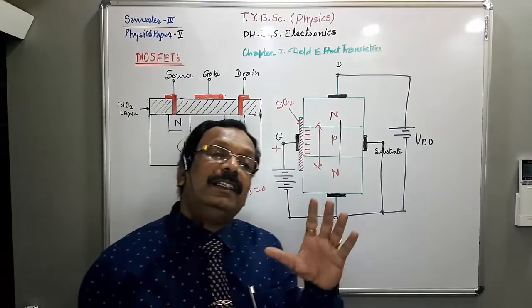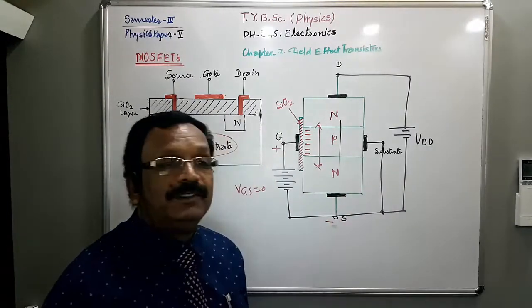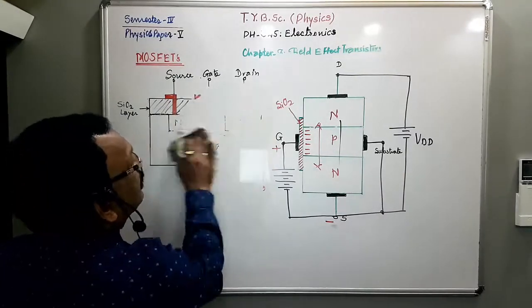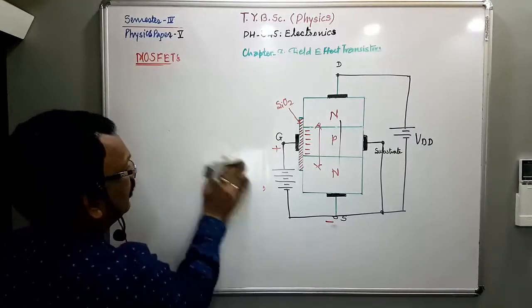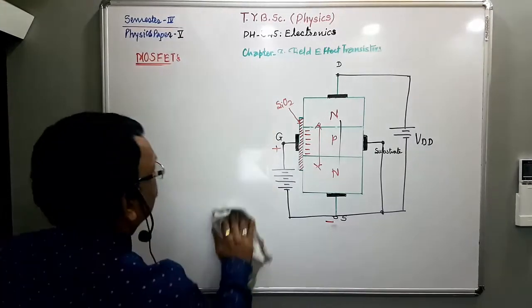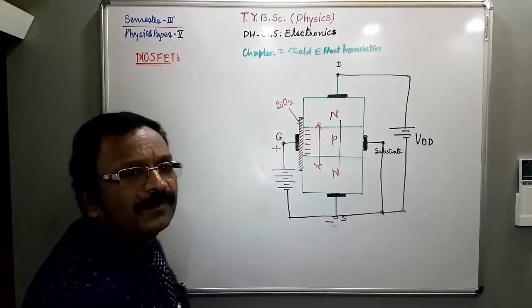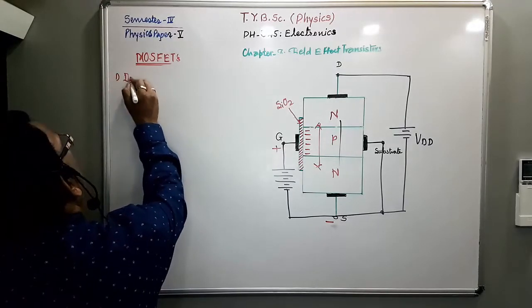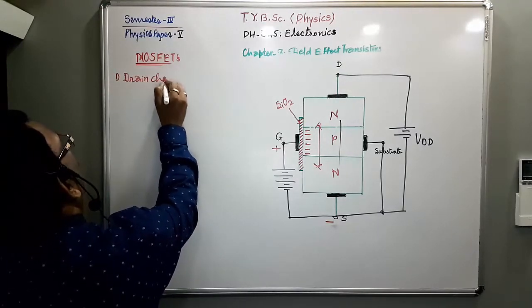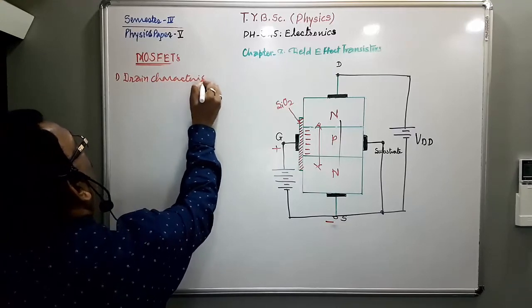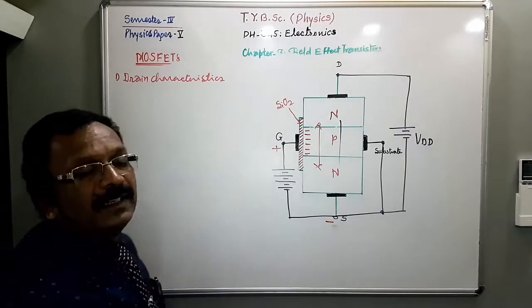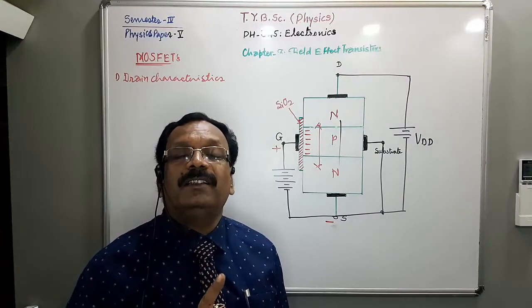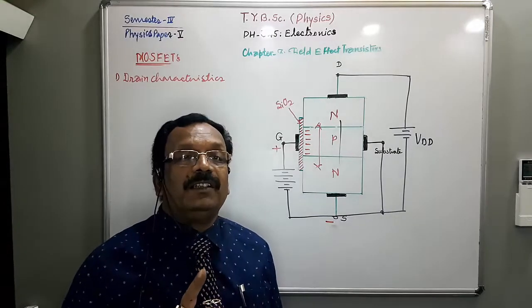Now we are going to see the static characteristics. There are two types of static characteristics. The first one is drain characteristics. Drain characteristics for an n channel enhancement type MOSFET in common source configuration look like this.